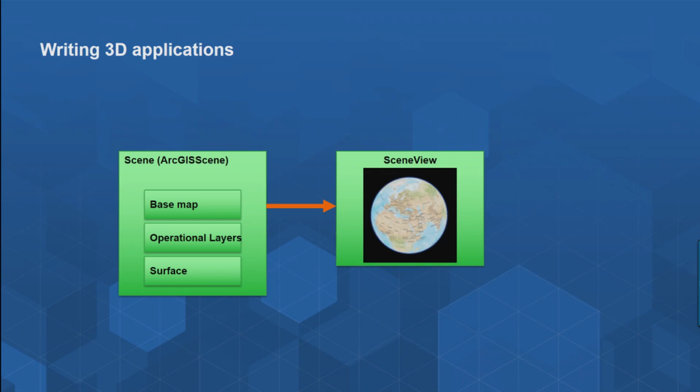But with 3D applications, you also have the concept of adding a surface. A surface basically enables you to bring in a terrain so you can see the lumps and bumps of mountains if you wanted to visualize things in 3D. So rather than using a map view to display your 3D map, you're going to be using a scene view. And just like in a 2D application, you just associate the two together so that you automatically display the 3D data in this case.